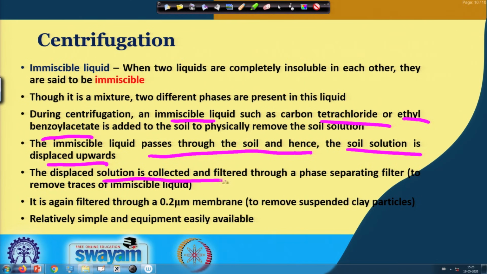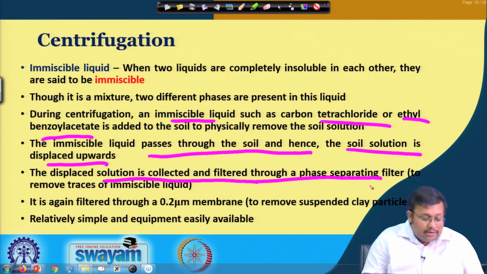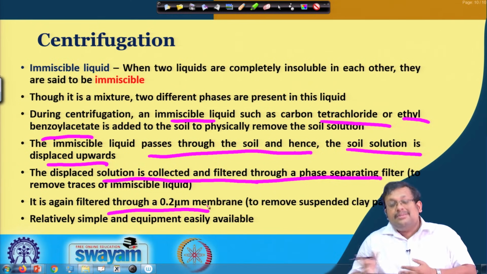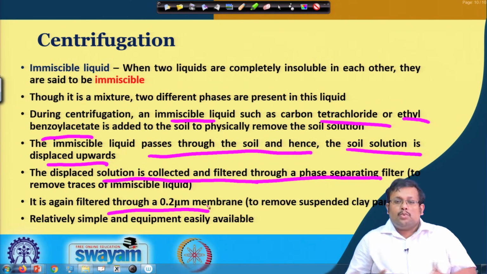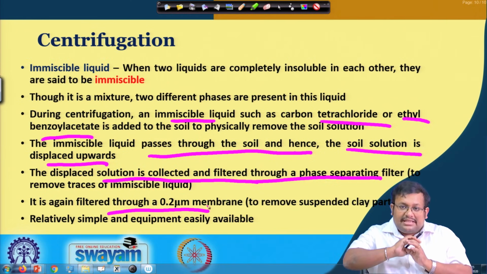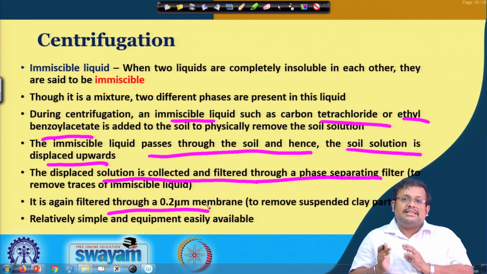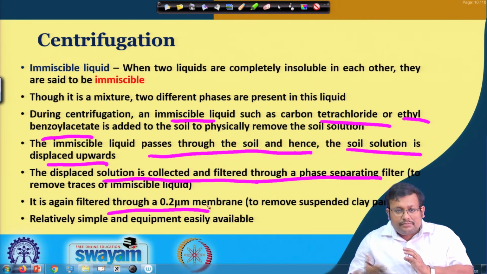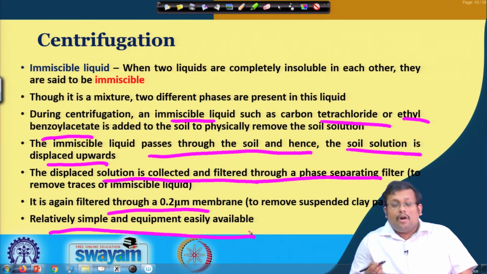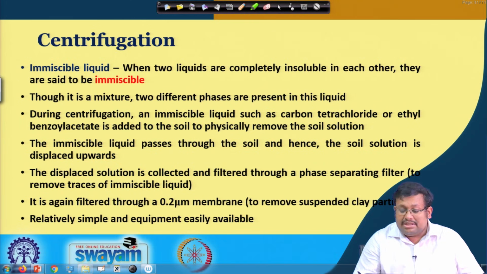So, the displaced soil solution is collected and filtered through a phase separating filter to remove the traces of immiscible liquid, and further it is filtered through a 0.2 micron membrane to remove the suspended clay minerals. So, you can see in this way, by adding a displacing liquid or an immiscible liquid, we are basically replacing the soil solution. Then by filtering we are removing the traces of the displacing solution, and also we are removing the suspended clay particles. This is relatively simple, and the equipment is also easily available in most chemistry labs.